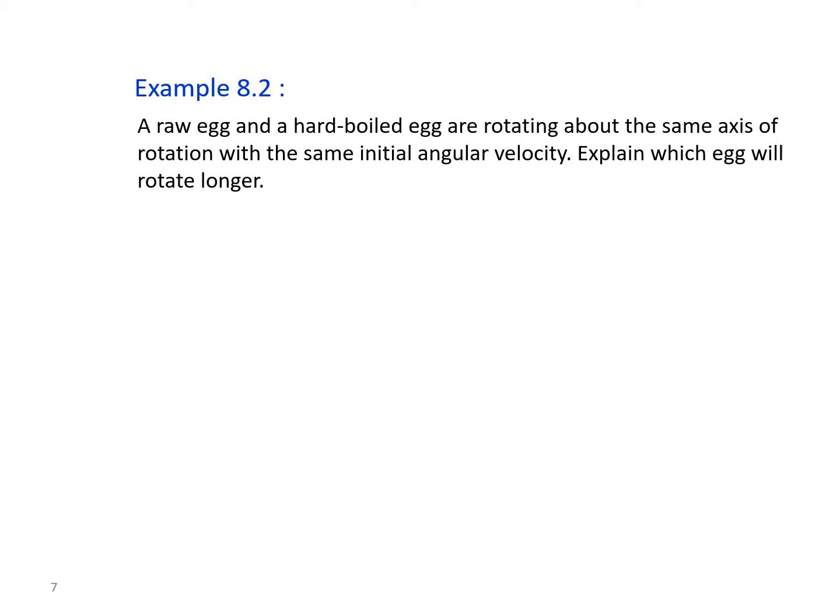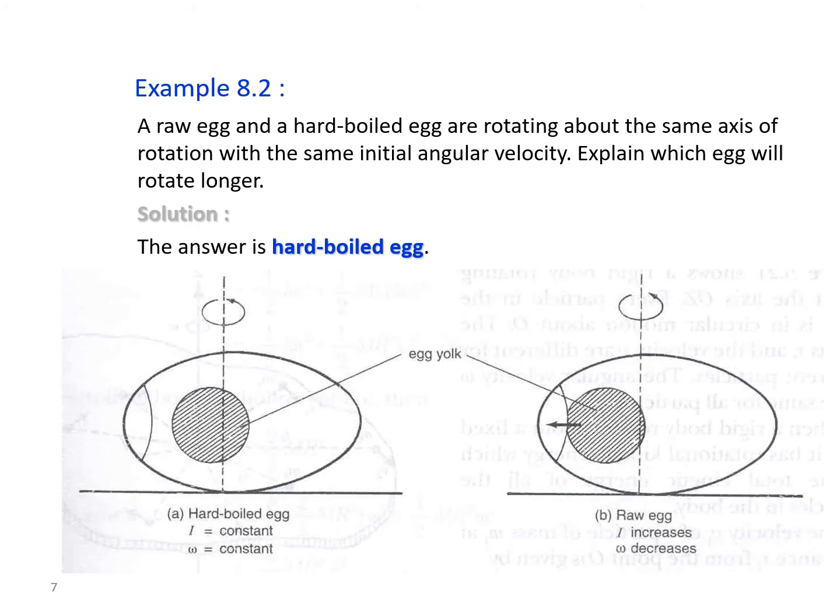This one, you have a raw egg and a hard-boiled egg rotating about the same axis of rotation with the same initial angular velocity. They want you to explain which egg will rotate longer. Okay, now the answer: the hard-boiled egg. For the reason, whenever the hard-boiled egg rotates, the yolk will remain at a constant position because the egg has already hardened, whereas for the raw egg, it will start to move once it starts to rotate.